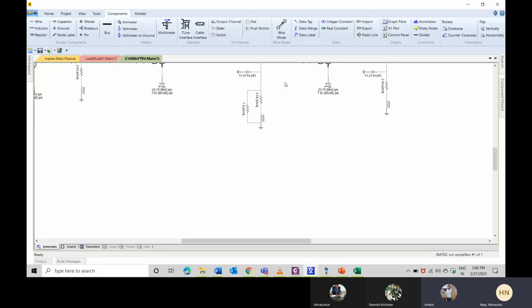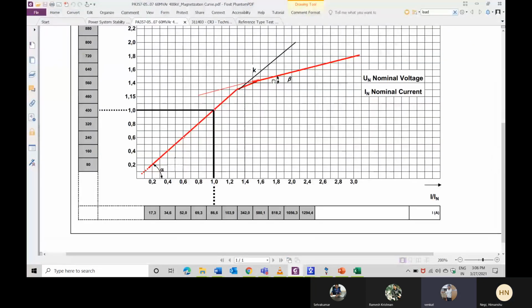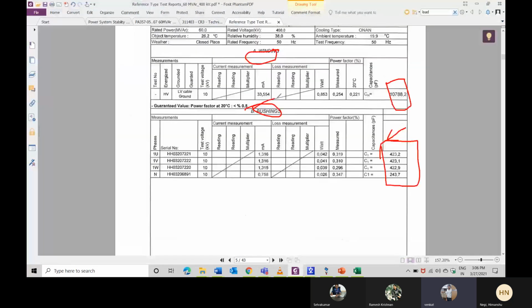But in that sheet you got a couple of values, so you just put one value here. How did you decide this value from the sheet? Here we can see there is something called bushing capacitance value, right? For bushing, it's not different per phase, like U, V, W, N is 423. Here it will be the same value.